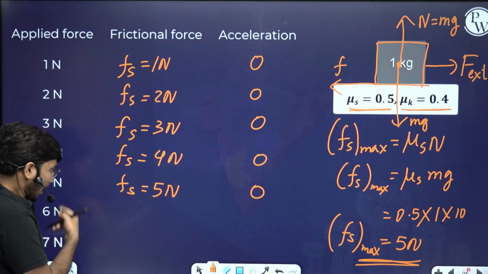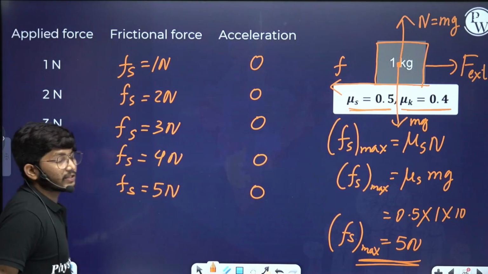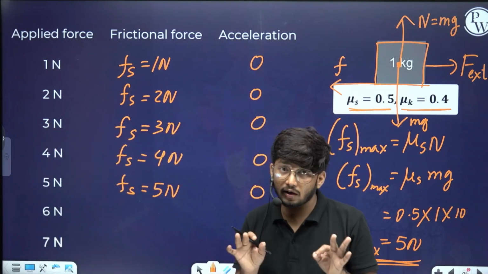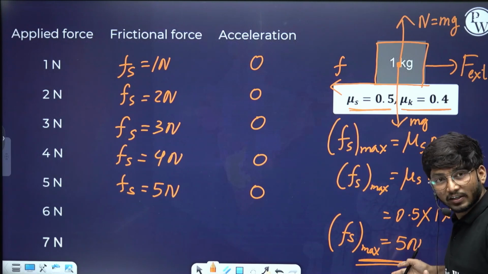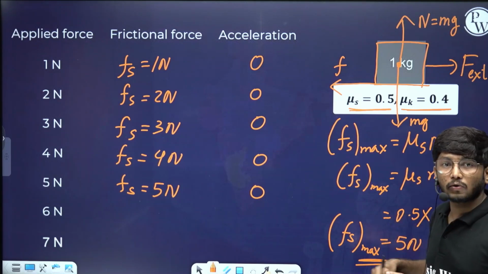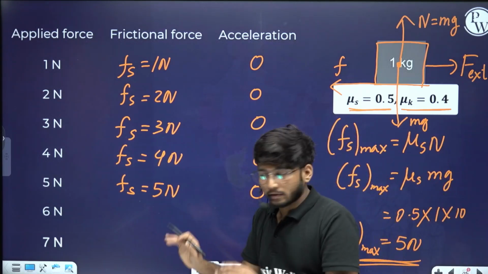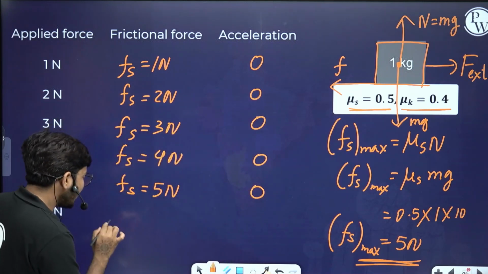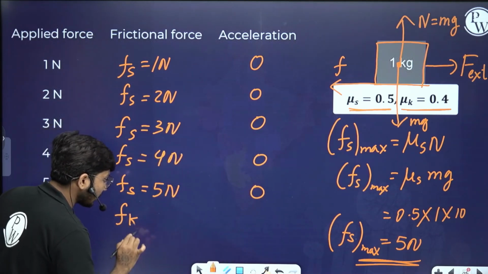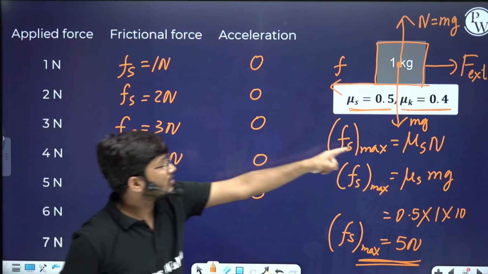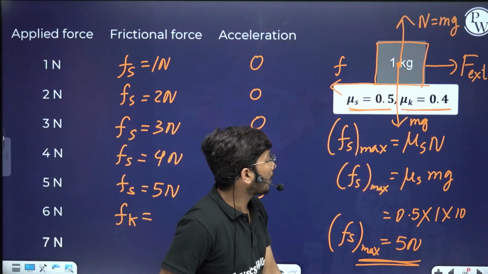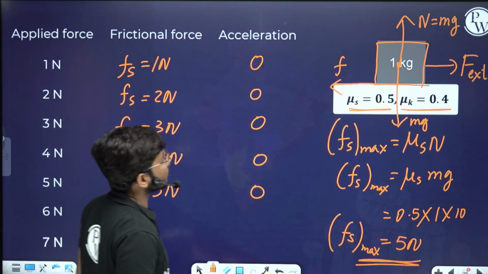But when the applied force is 6 Newton, that 6 Newton is more than static friction's maximum value. So the block will move. But in this case, the nature of friction is kinetic friction. This kinetic friction value is mu k into n.